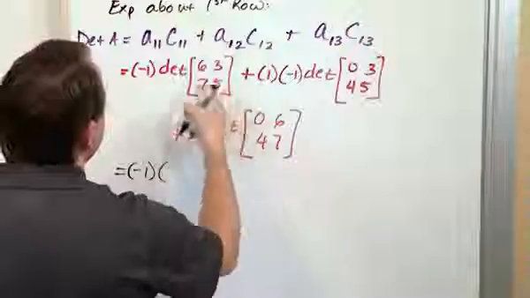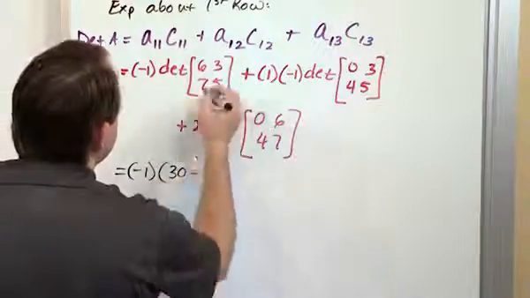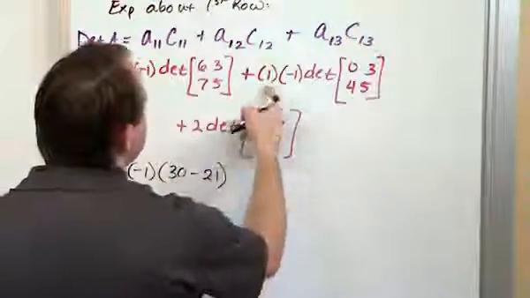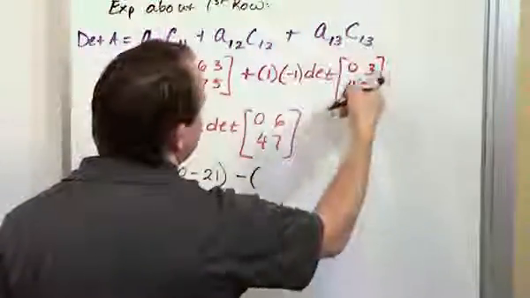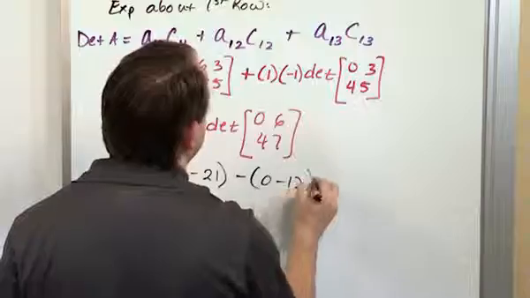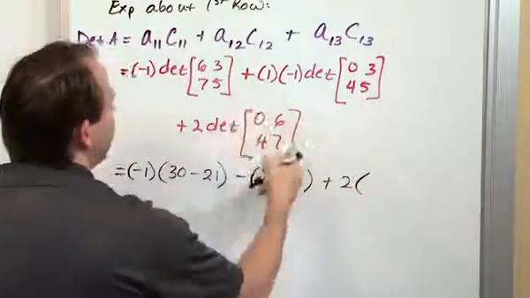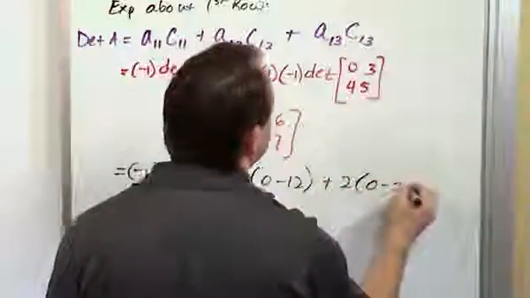In here, we do a crisscross. So we have 30 minus 7 times 3 is 21. This gives us a negative, so we'll just stick that there. And then this determinant is 0 minus 12. And then we have a 2, and inside here we have 0 minus 24.